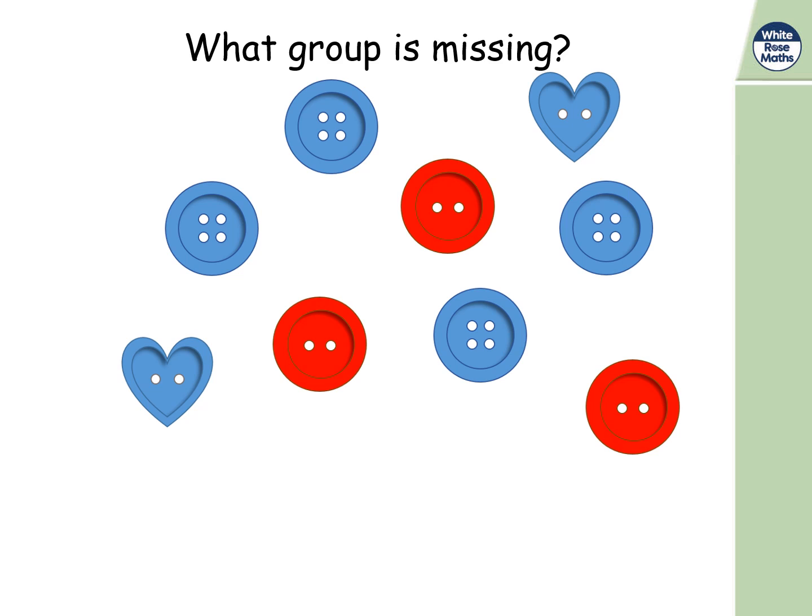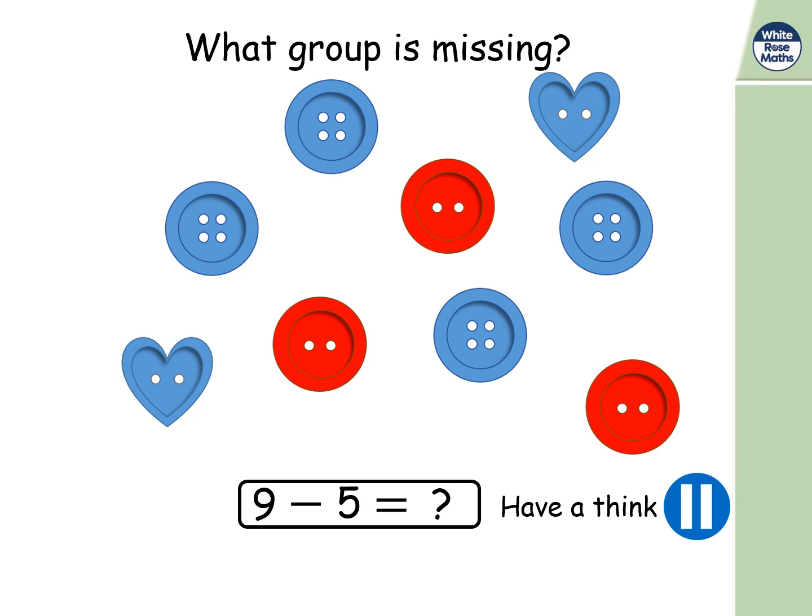Now here is the challenge for you. I've made 2 groups, or 2 parts, from the whole number of 9 buttons. And my sentence is 9 subtract 5 is equal to something. Can you see how I group them so that one of the parts is 5? I'd like you to pause here and have a think about it. And I also want you to think about, then what would my answer be? So have a think and come back when you're ready.